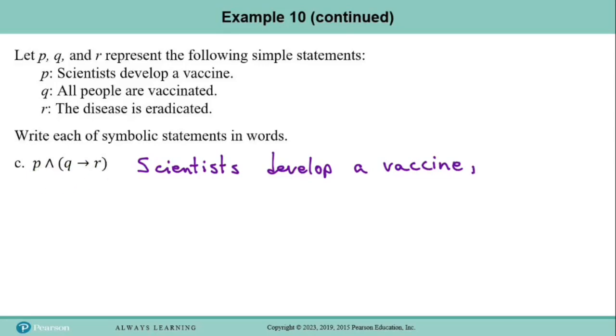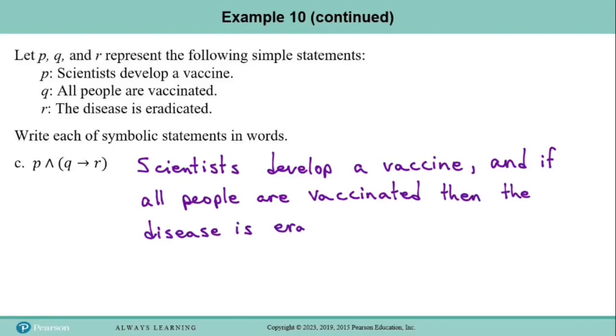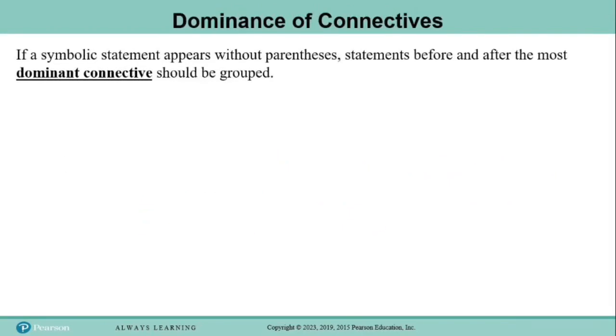So this is the place to put the comma, then the word "then," and the part that's in parentheses is going to be if Q, then R. So if all people are vaccinated, then the disease is eradicated. And now let's talk just a little bit about dominance of connectives.